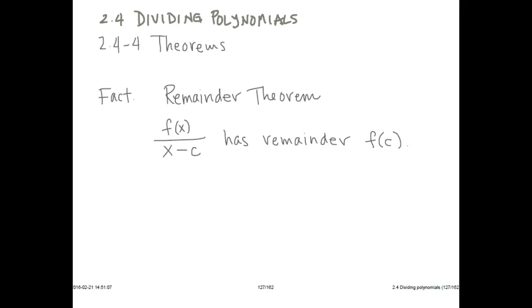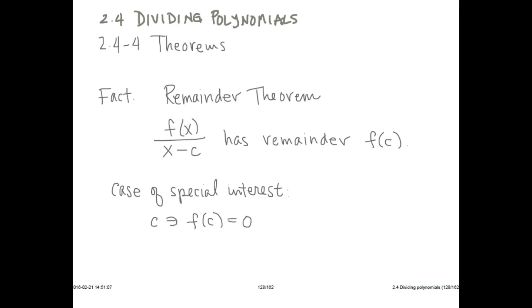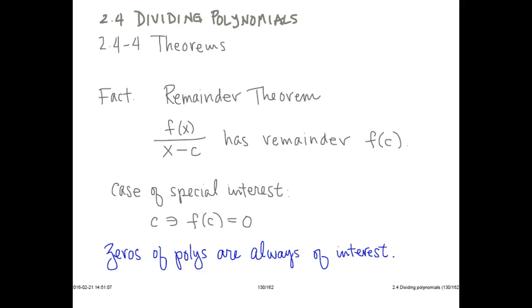Okay, so that fact is actually called the remainder theorem. And we have cases of special interest, and that is when the remainder is 0. That means if we have a remainder of 0, then we know that this value is a real 0 of the polynomial. And zeros of polynomials are always going to be of interest to us, particularly in calculus.